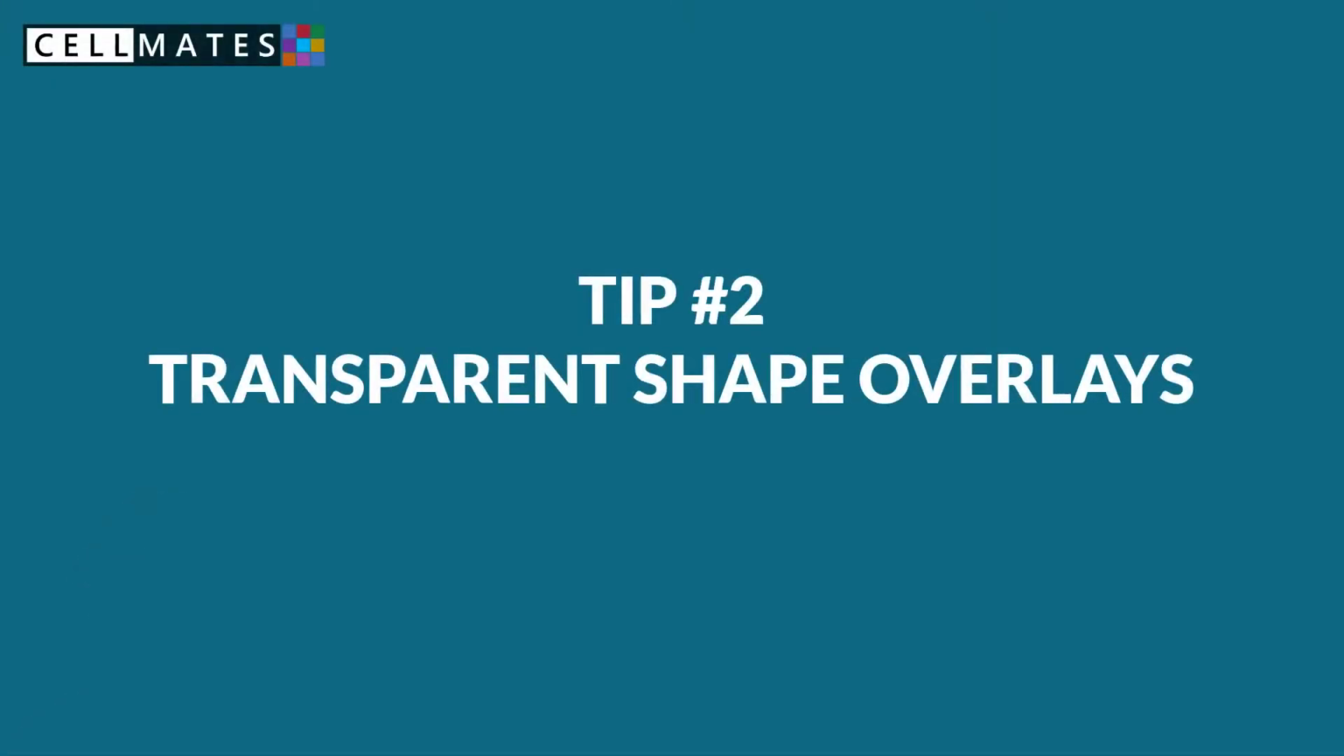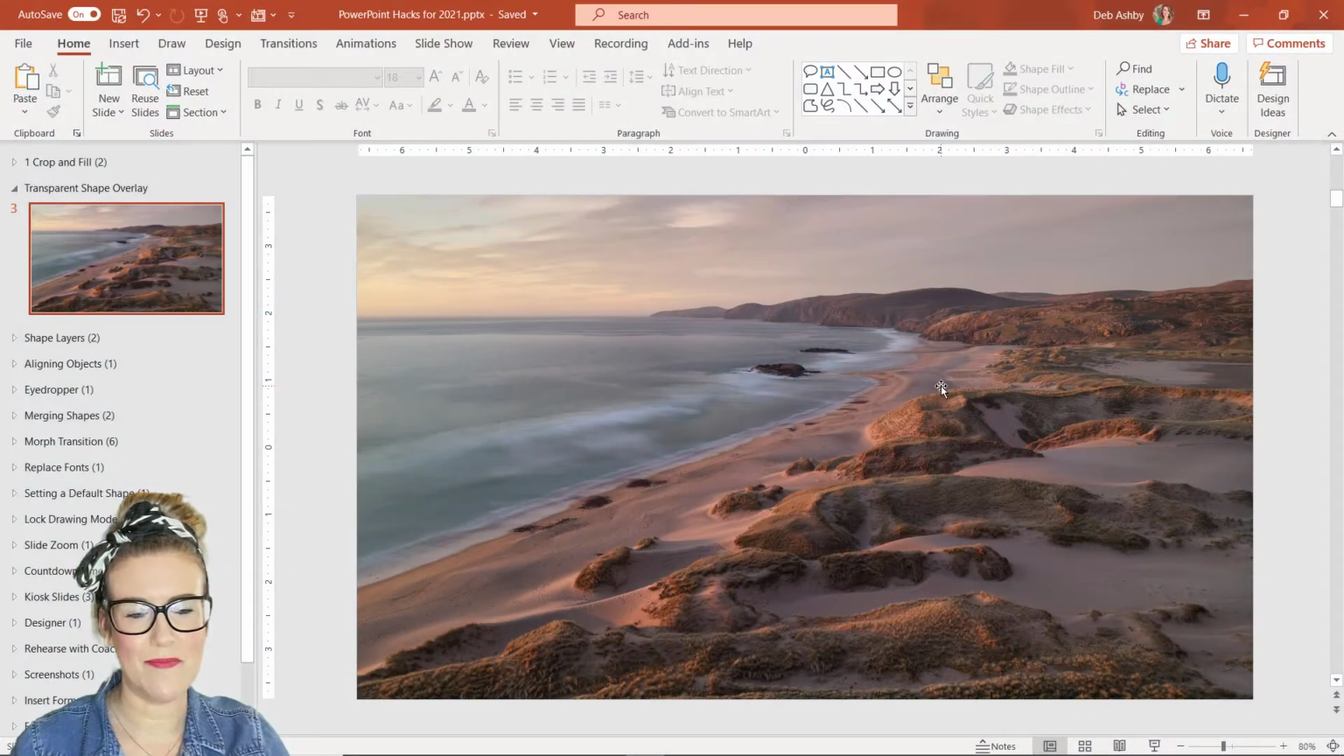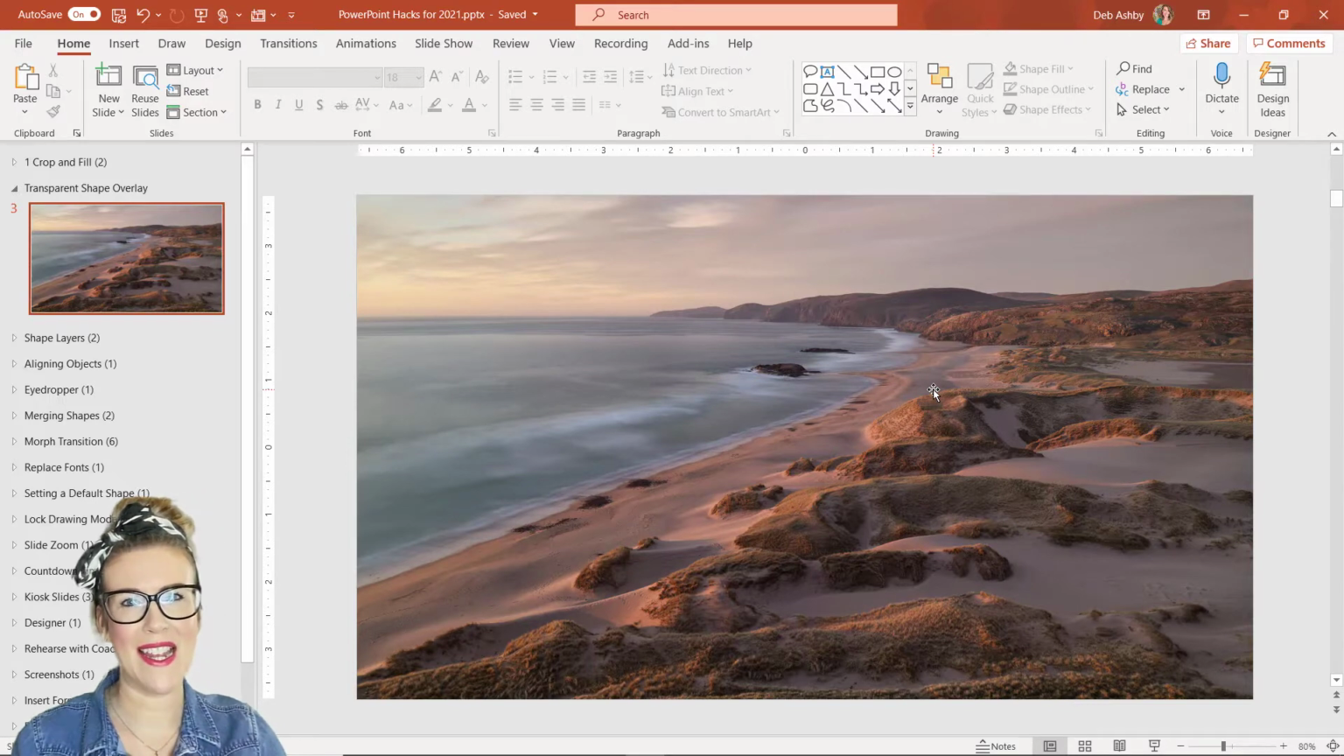Tip 2, transparent shape overlays. If you have decided to use a high quality image as the background to your slide, you might come across a bit of a problem when you want to start adding text over the top. Depending on the image that you're using, some images can be quite contrasty, contain lots of different colors. Sometimes the text that you put over the top can get a little bit lost. It doesn't really stand out.